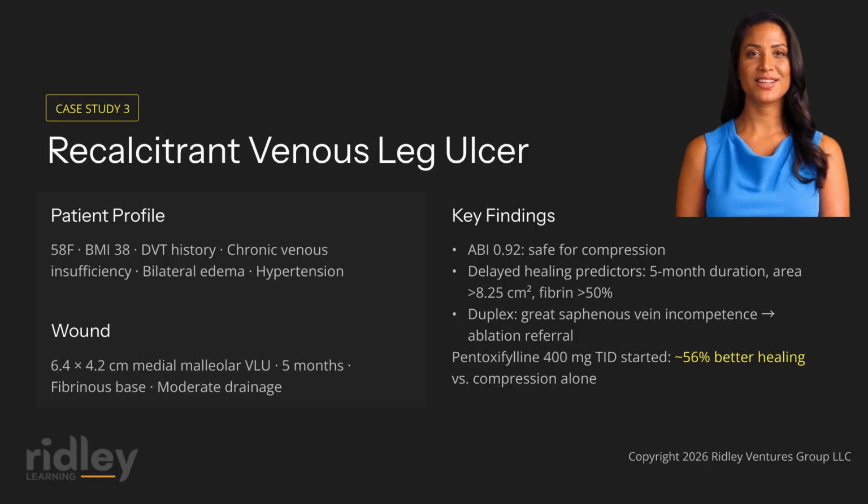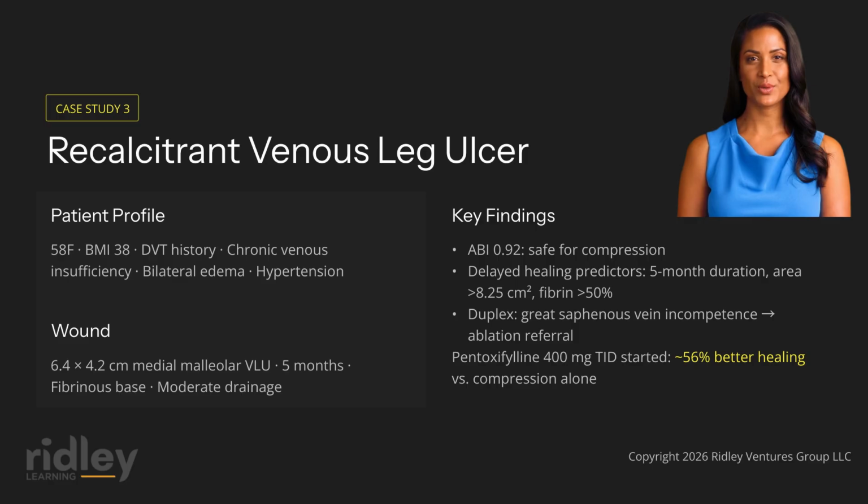Now let's look at case study 3, recalcitrant venous leg ulcer in an obese patient. A 58-year-old female with a BMI of 38, a history of deep venous thrombosis 5 years prior, chronic venous insufficiency with bilateral lower extremity edema and hypertension presents with a medial malleolar venous leg ulcer present for 5 months with minimal healing progress despite standard compression therapy.